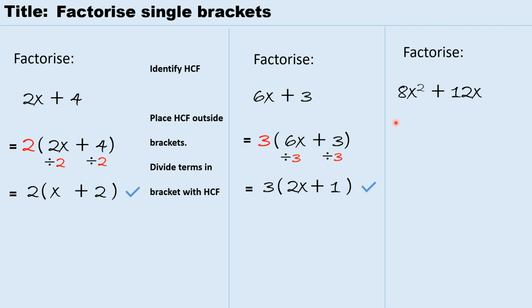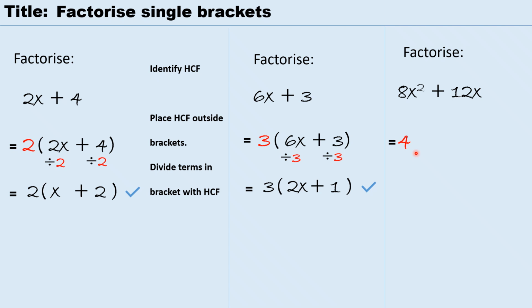Also, we have common letters. We have a x here, and we also have a x here. Therefore, in terms of number, our highest common factor is 4, and the highest common factor in terms of letter is x. So we should have 4 for the number and x for the letters because x is common as well.